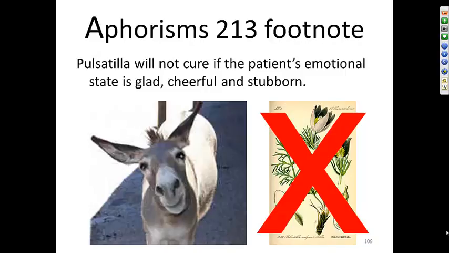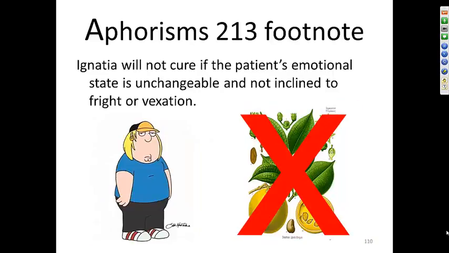Again, very simple description of pulsatilla. And ignatia will not cure if the patient's emotional state is unchangeable and not inclined to fright or vexation. This is so different from the way that we understand remedy setting. And I'm not arguing against the more detailed understanding, although I think it's, as Bönninghausen wrote, it's become like a romance novel in many respects, and it's gone overboard. I still think we can have a deeper understanding of the mental and emotional state of our various remedies.